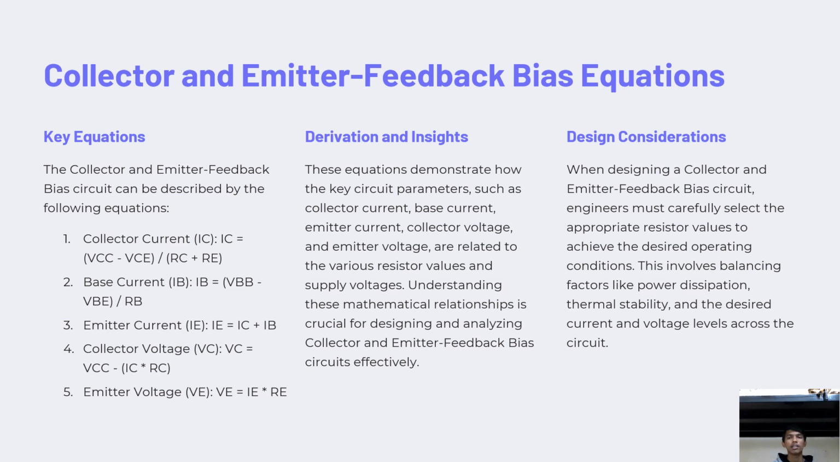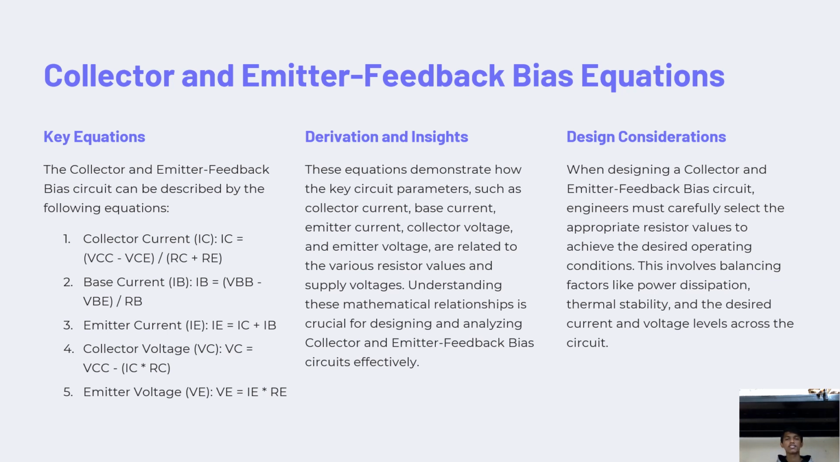Collector emitter feedback bias equation. Key equation. The collector and emitter feedback bias circuit can be described by the following equation. Collector current IC is equal to (VCC minus VCE) by (RC plus RE). Base current IB is equal to (VBB minus VBE) by RB. Emitter current IE is equal to IC plus IB. And the collector voltage VC is equal to VCC minus IC into RC, and emitter voltage VE is equal to IE into RE.